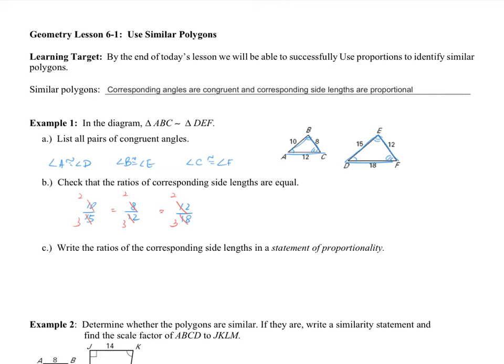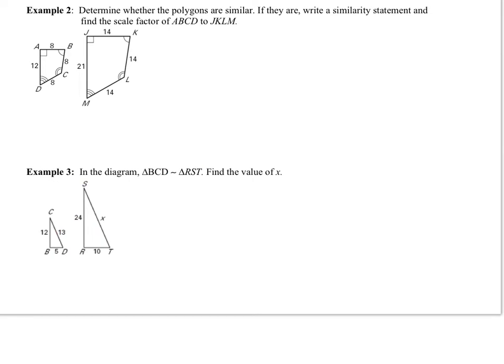In part C, I would like you to write the ratios of corresponding side lengths in a statement of proportionality. So first, you look at the first triangle, ABC, and you take AB, and you set it as a ratio with DE. And you do the same thing to the other two pairs of sides, BC to EF, and then you have AC to DF.